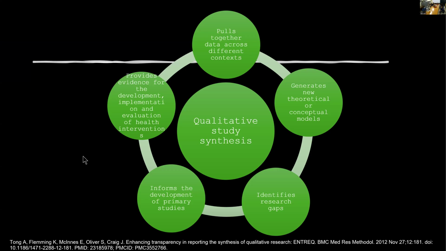So what's the use of doing these meta-syntheses? Basically, it puts together data from various different healthcare studies, and it can generate new theoretical or conceptual models. We can also use it to identify existing research gaps, and so it helps us to plan new qualitative or quantitative studies. It is very useful for developing, implementing, and evaluating various health interventions.